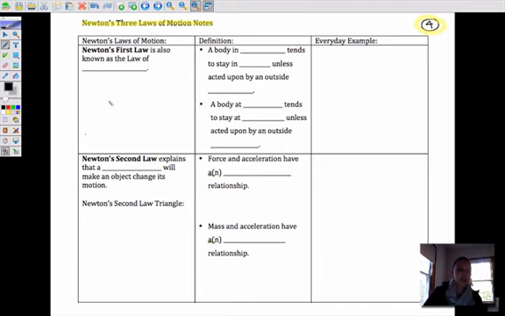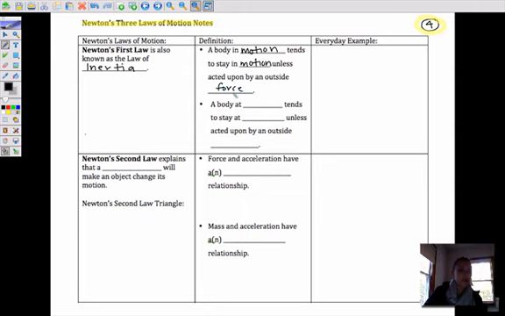Now, Isaac Newton is known mostly for the apple that fell on his head when he discovered gravity, but he's also really well known for his three laws of motion. Newton's first law is also known as the law of inertia. And the definition is that a body in motion tends to stay in motion unless acted upon by an outside force.